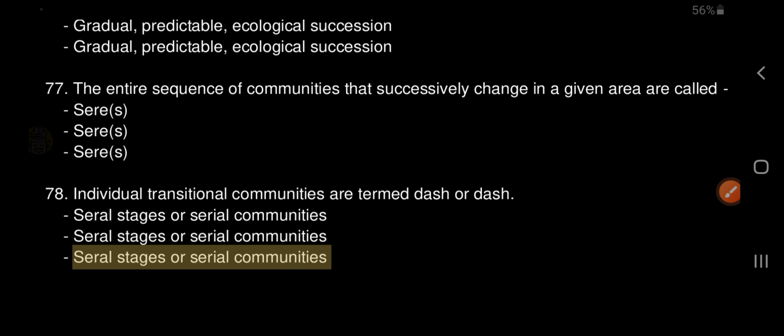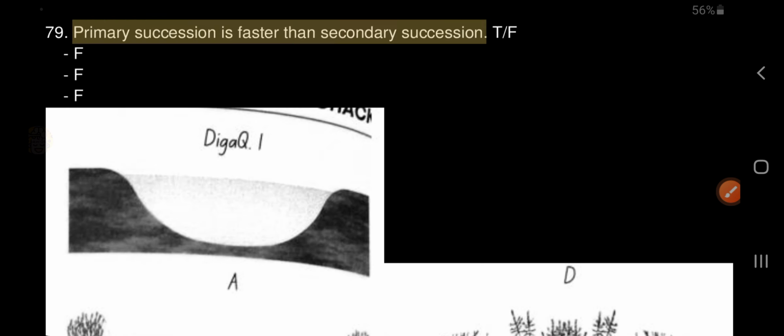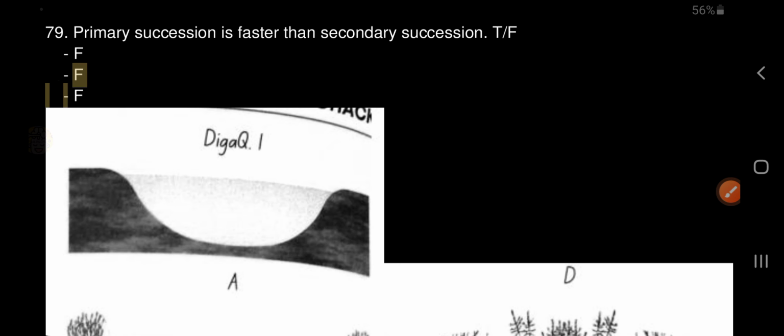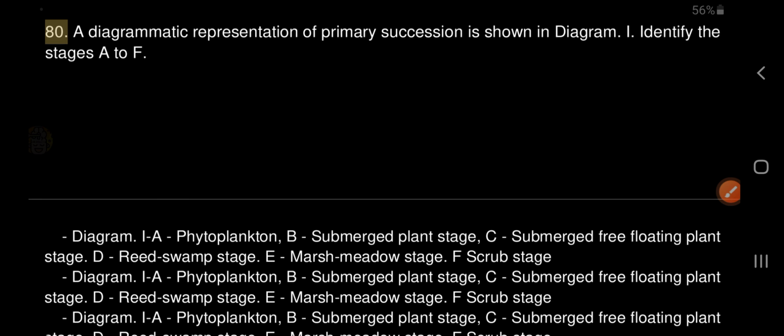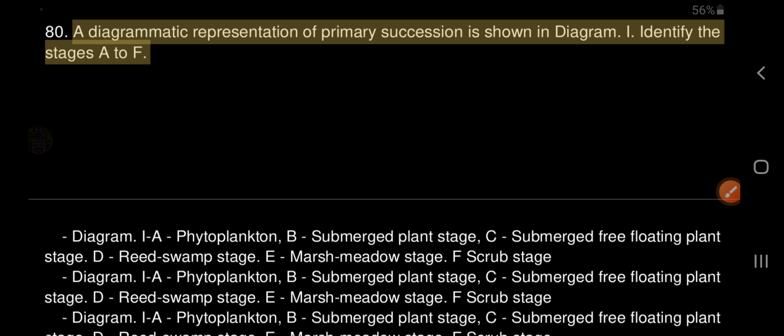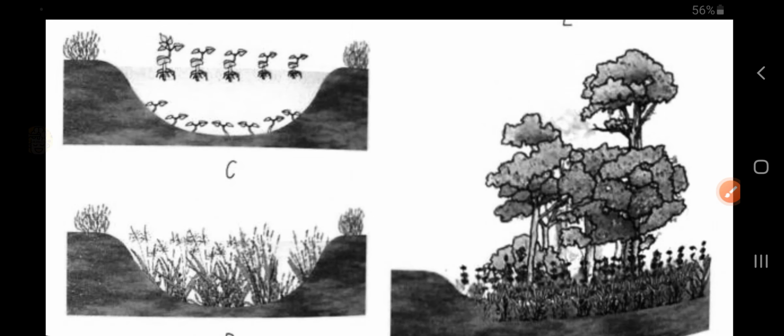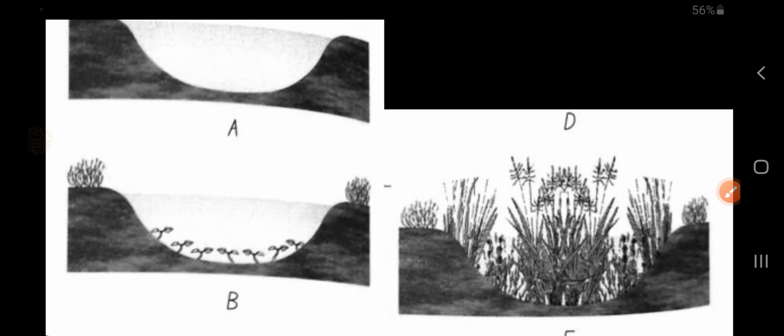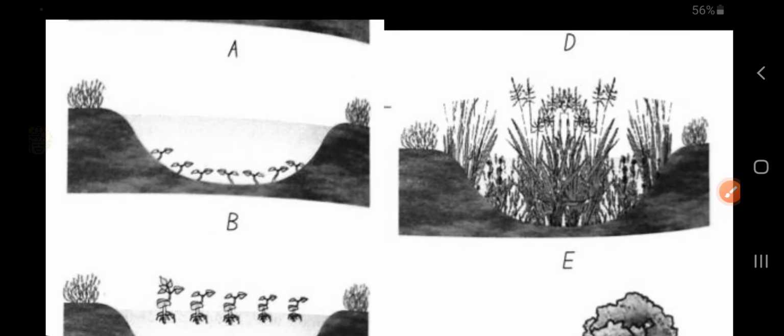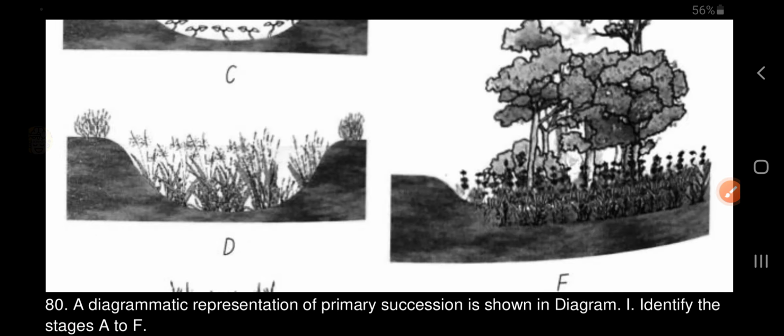79. Primary succession is faster than secondary succession. F. 80. A diagrammatic representation of primary succession is shown in diagram I. Identify the stages A to F in the diagram. A, phytoplankton, B, submerged plant stage, C, submerged free floating plant stage, D, reed swamp stage, E, marsh meadow stage, F, scrub stage.